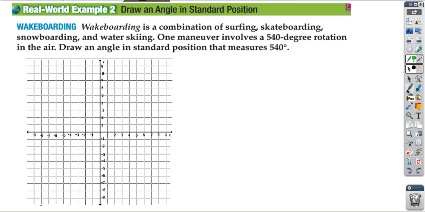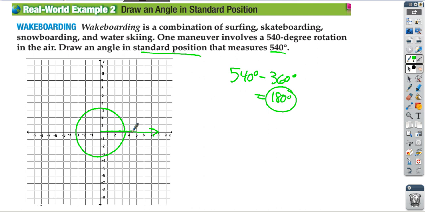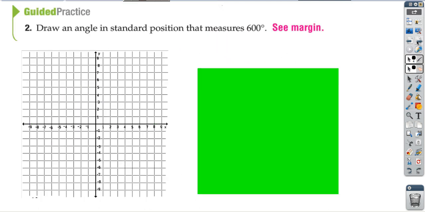Draw an angle in standard position. Standard position means it starts here. It goes 540, so that's obviously more than 360. To figure out what it's going to look like, we can just subtract 360 from it. When you do that, you get 180. So this is going to look like a 180 degree angle. Let's go all the way around, that's 360, and then another 180, so right there. That angle is basically going to be like that, with those extra turns in there just to indicate that we did more than 360.